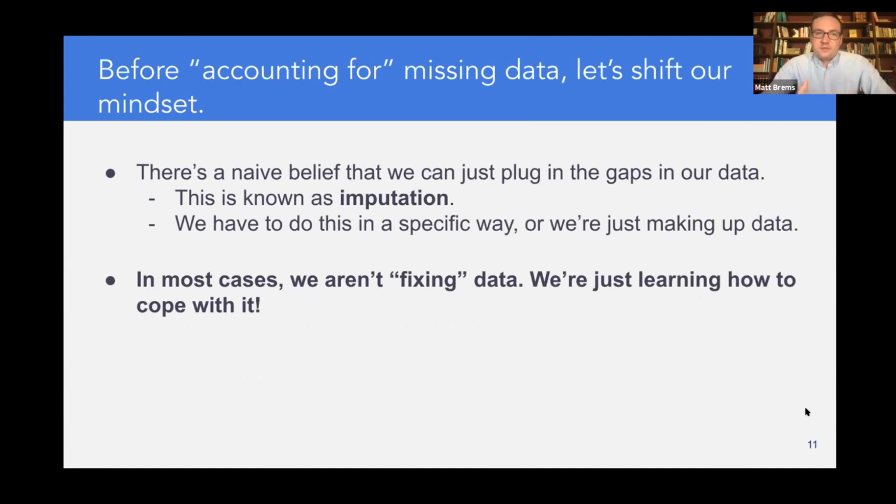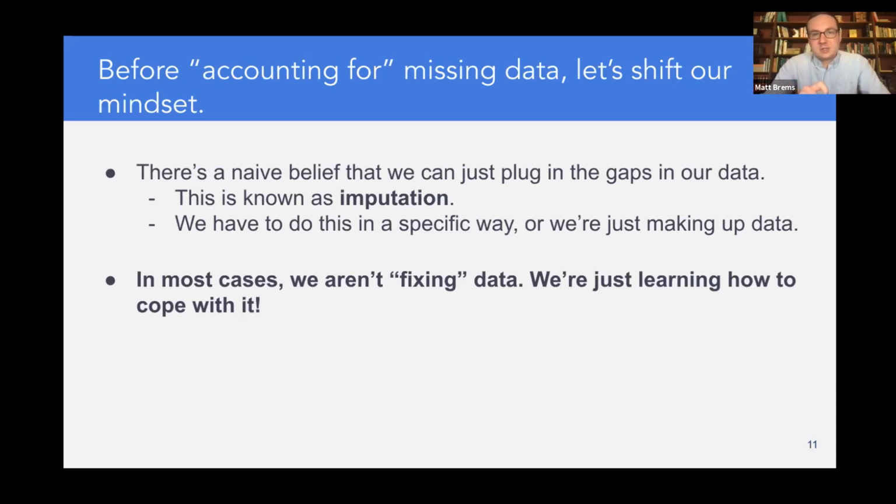Now, we're going to move into accounting for missing data, but I want to encourage you to shift your mindset before we do that. This is the belief that I had when I started learning about missing data: that you could just plug the gaps in your data. We would just have some algorithm that would allow us to fill in the gaps. This is known as imputation. And we have to do this in a really, really specific way, or we're just making up data.